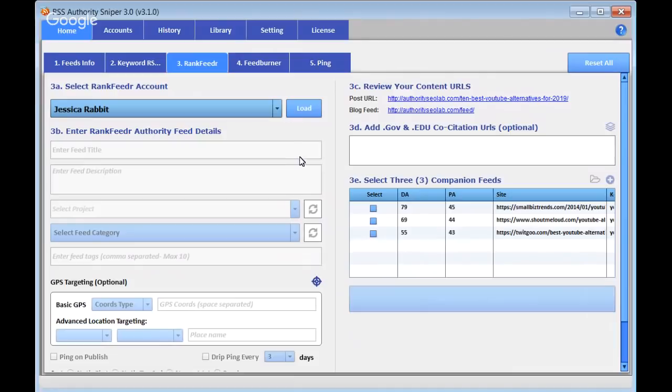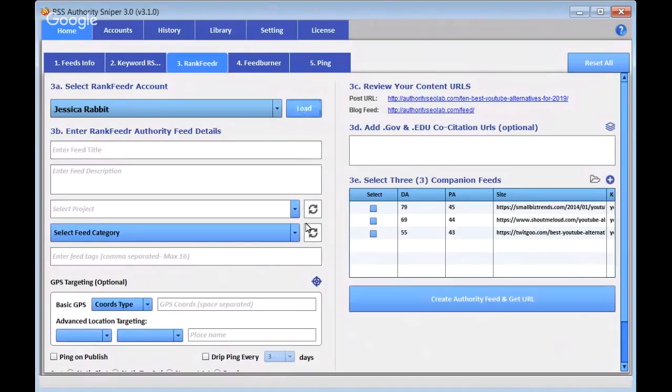Okay, so now this is the part where we actually go over to RankFeedr. And RankFeedr hosts and updates these feeds on a consistent basis. It also does repeated pinging so that we get the search engines visiting over and over, and it will ping on an interval. So the first thing that you need to do, you notice that some of the screen is kind of grayed out. That's because we haven't actually loaded one of our accounts yet. So I'm going to load my Jessica Rabbit account, and then we can start creating the actual co-citation feed.